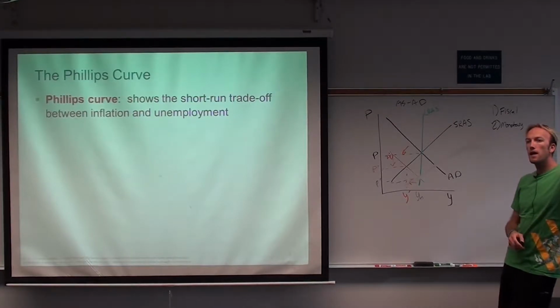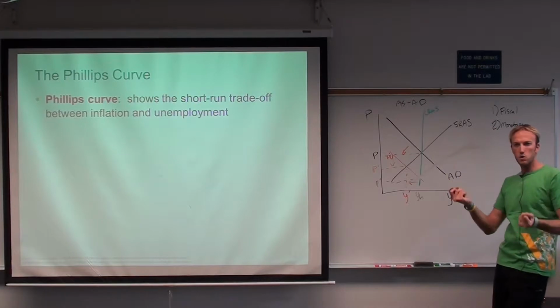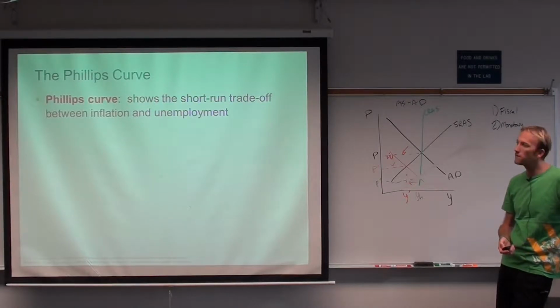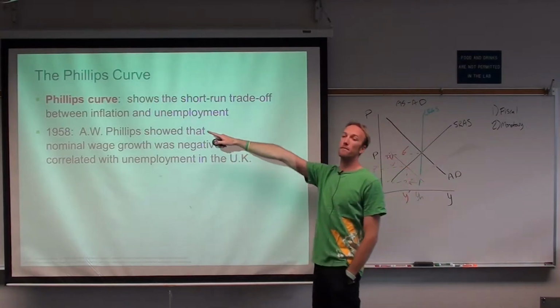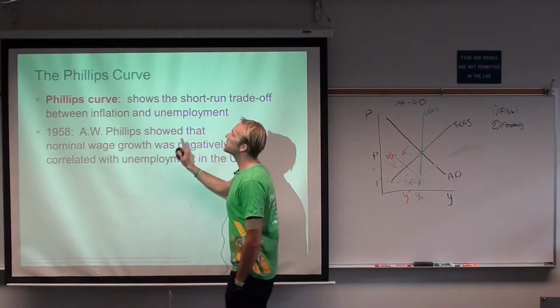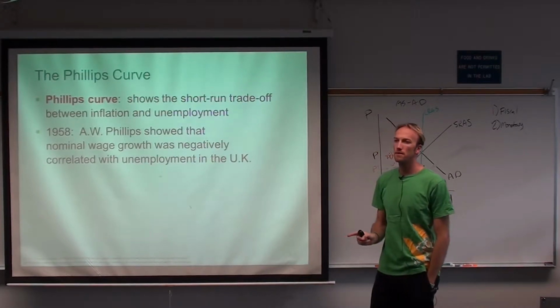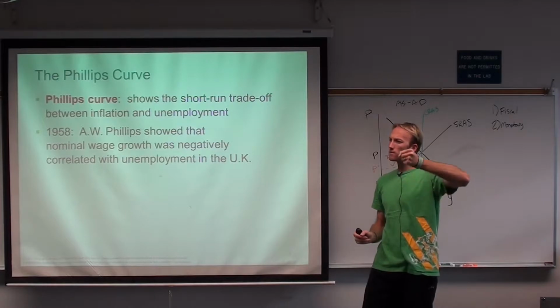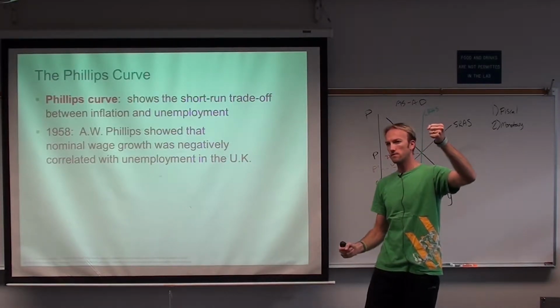The graph that shows us the teeter-totter effect, the trade-off between unemployment and inflation, is called the Phillips curve. Okay, the Phillips curve. Where did it come from? Well, in 1958, this guy named Phillips, right? He did some research, and he looked at the United Kingdom, right? And he saw that when nominal wages grew, unemployment went down.